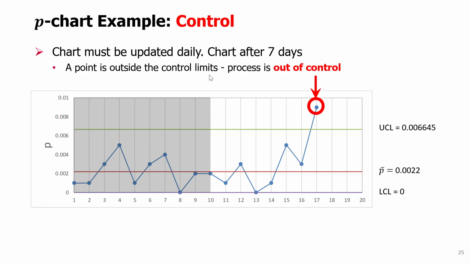And so that point indicates that there is most likely a problem in the process. This should not happen under normal circumstances due to common cause variations. This must most likely be assignable cause variation, and therefore we should go and investigate what happened in the process that created more than the usual number of defects. If we investigate, we might discover some kind of problem that is causing quality issues, and then we might try to fix that problem and avoid quality problems in the future.